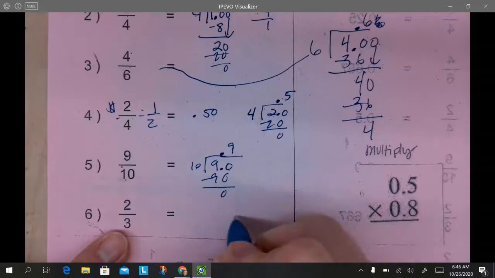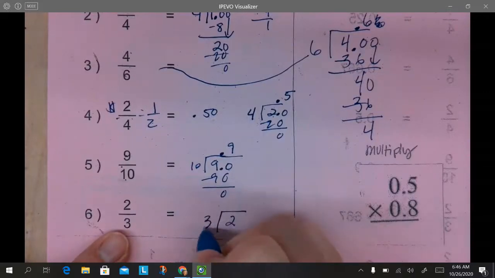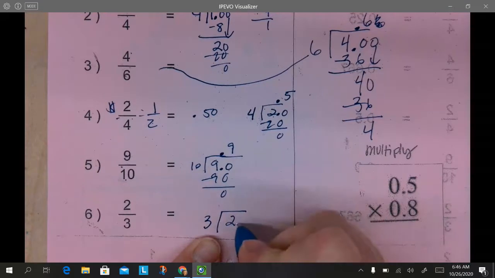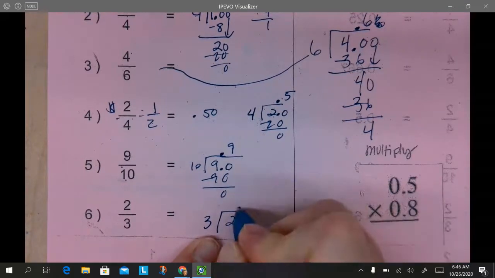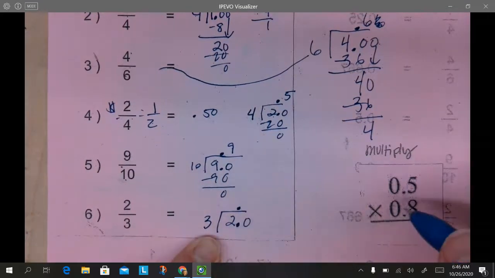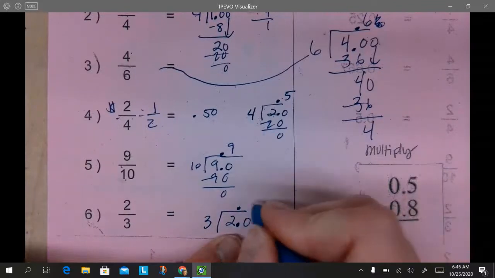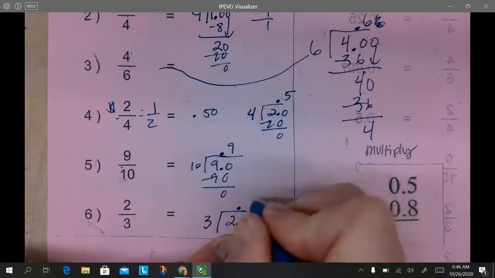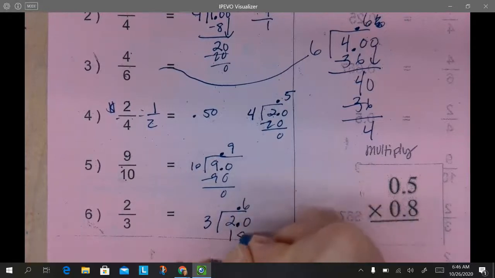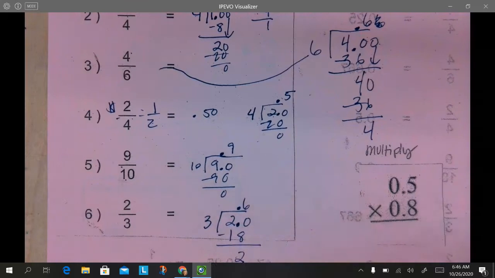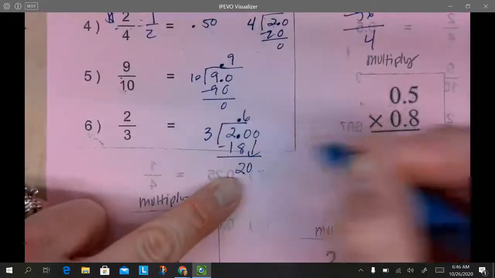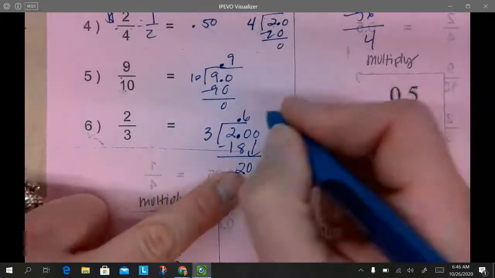2 divided by 3. Once again, you're going to look at this, but I got it now. 0.0, because that does not change the number. 3 goes into 20, how many times? Well, 3 times 7 is 21. That's too many. So 3 times 6 is 18, right? Subtract, 20 minus 18 is 2. I can't have a remainder, so add another 0. Bring this down. 3 goes into 20 how many times?